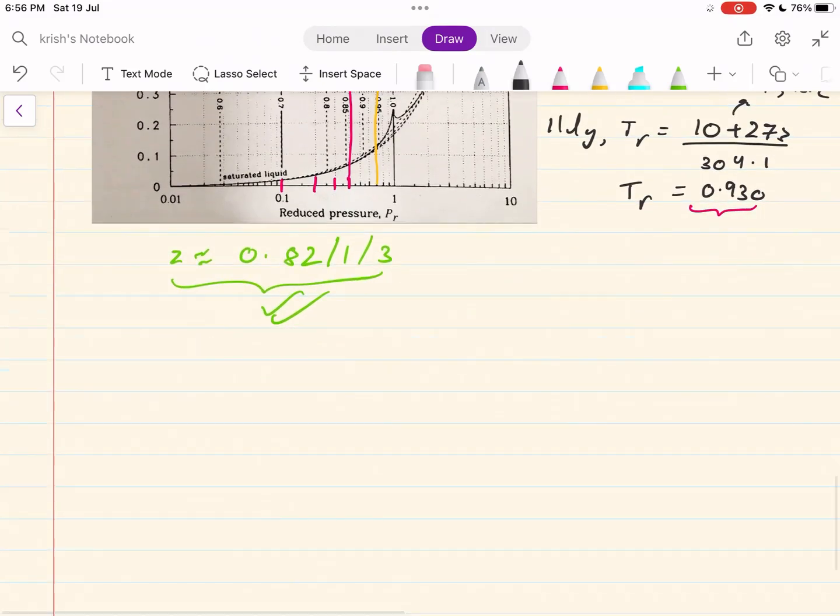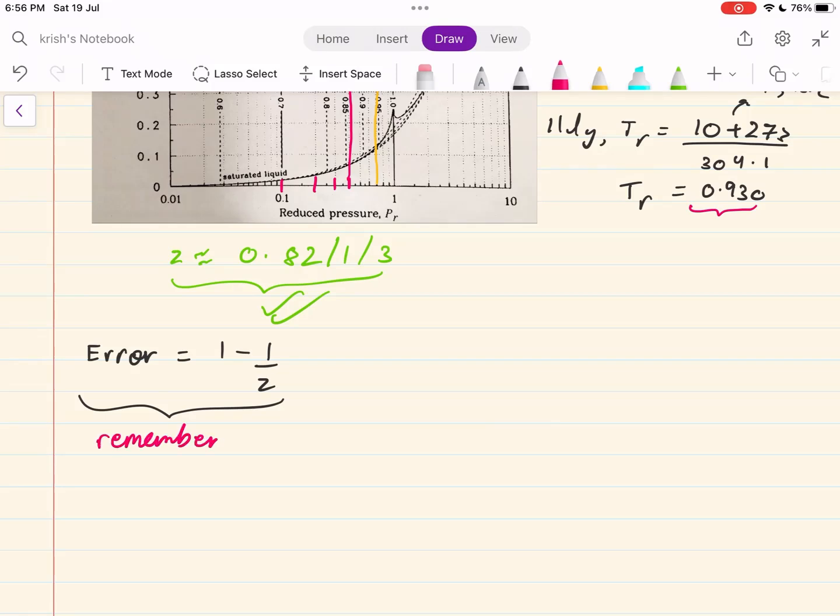Now the formula for the error involved in treating it as an ideal gas is given by 1 minus 1 upon Z. Again, I don't know how I got this, but you must remember this. I think it will come out to be close to 0.22.